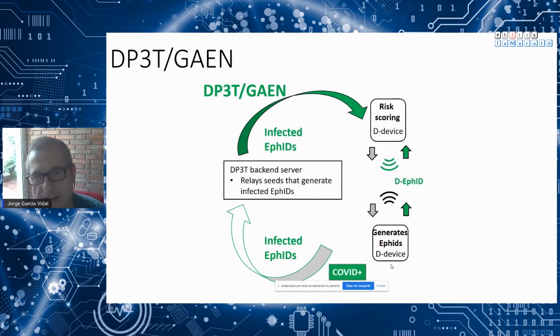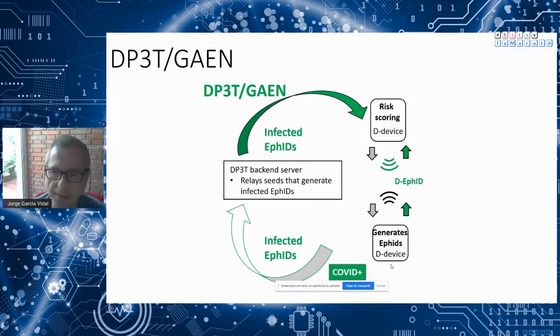Slash GAEN, we say that because it's the most common implementation, and I think that virtually all the implementations that are used are DP3T implemented on top of the API provided by Google and Apple. So in this case, the ephemeral IDs are generated by the devices. So the server doesn't know those ephemeral IDs. They broadcast those ephemeral IDs.